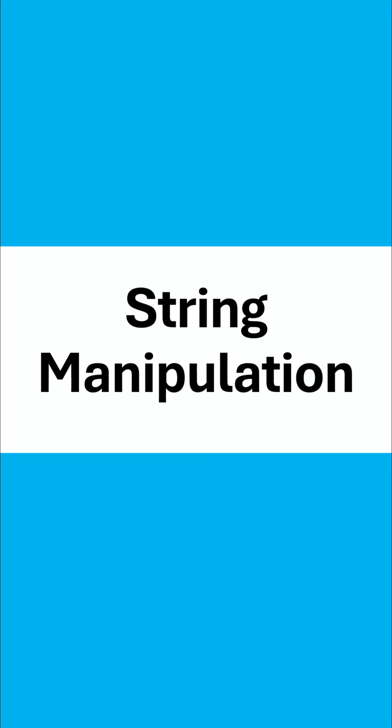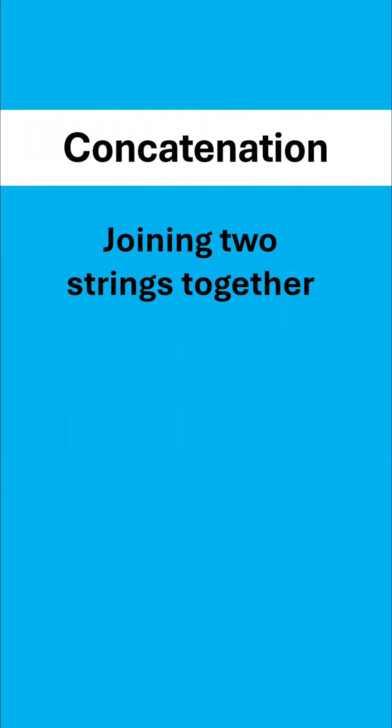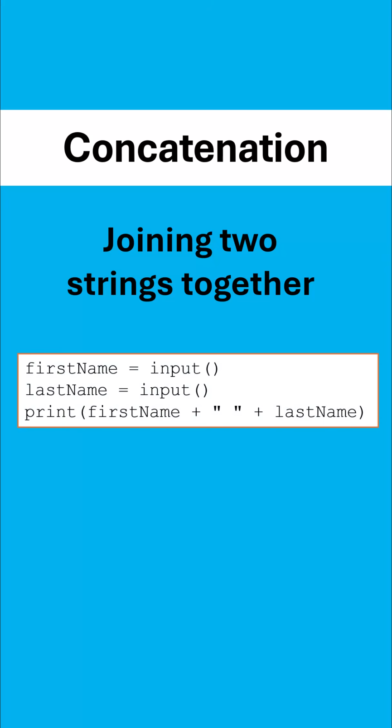Now, there are two methods of string manipulation on the course. I wonder if you know both of these by name. Well, the first one is concatenation. This is where we are joining two strings together. And in programming, we simply do this using the plus operation.